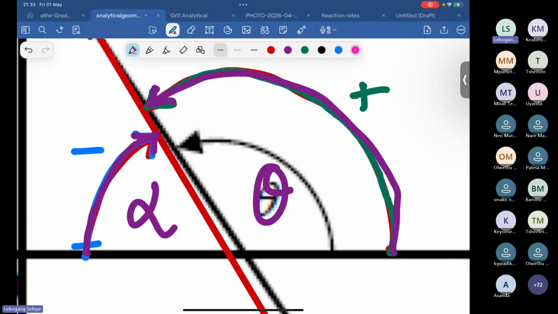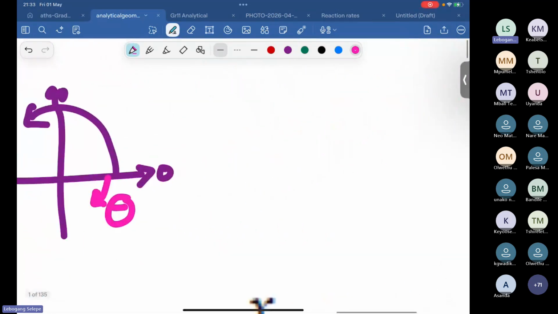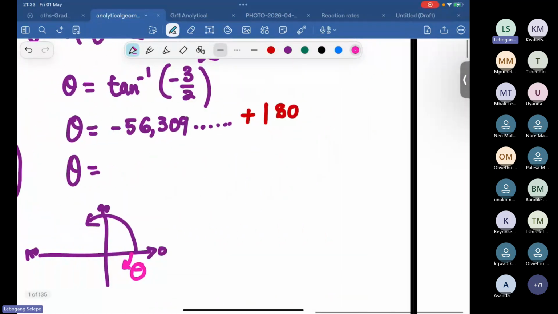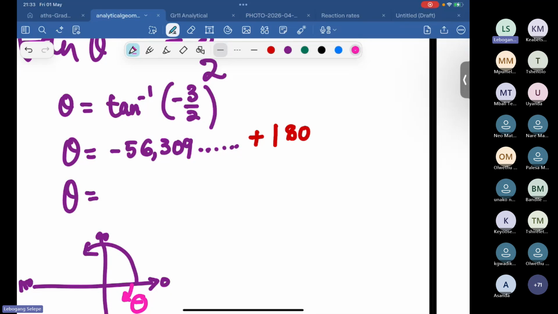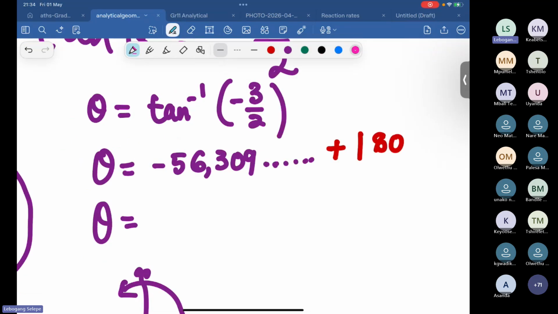So if I get a negative angle, because I know the angle of inclination has to be positive, I'm going to add 180 every time I get a negative angle. But if the calculation gives a positive angle, you don't add 180, because that is already the angle of inclination. The goal is to have a positive angle, because all angles of inclination are positive. How do I make the angle positive? I add 180. Is that making sense?